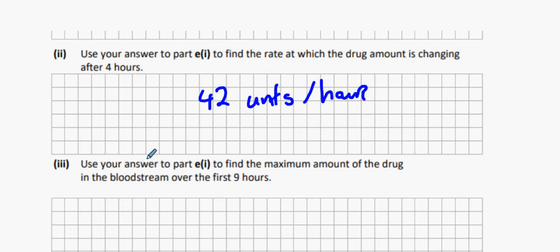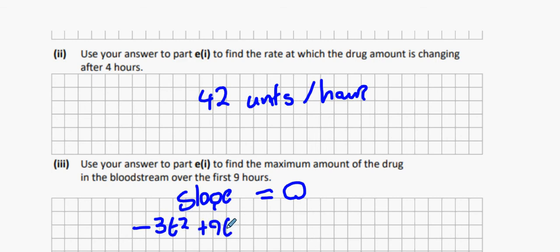Now, use your answer in E part 1 to find the maximum amount of the drug in the bloodstream after the first 9 hours. What happens when you're at your maximum? There's no more increase. Would you agree with that? I would say that your slope equals 0. I'd go back to my formula. What was my formula again? It was minus 3t squared plus 9t plus 54. That all equals 0.